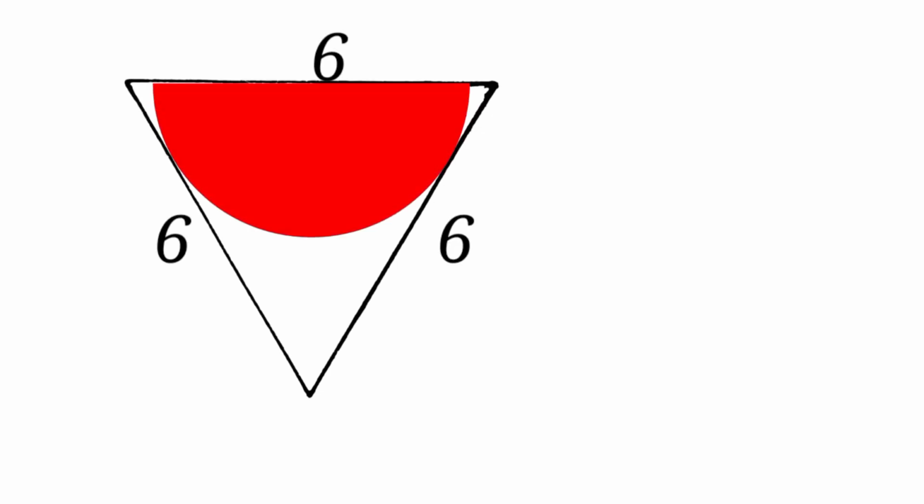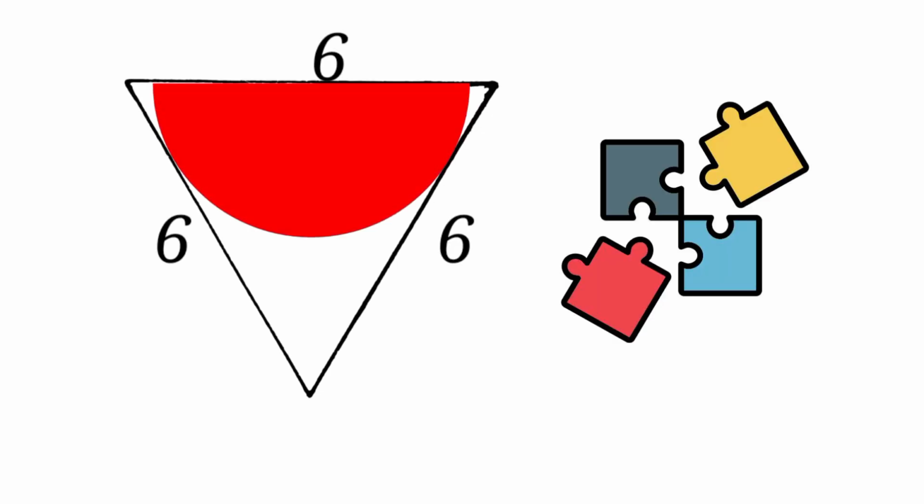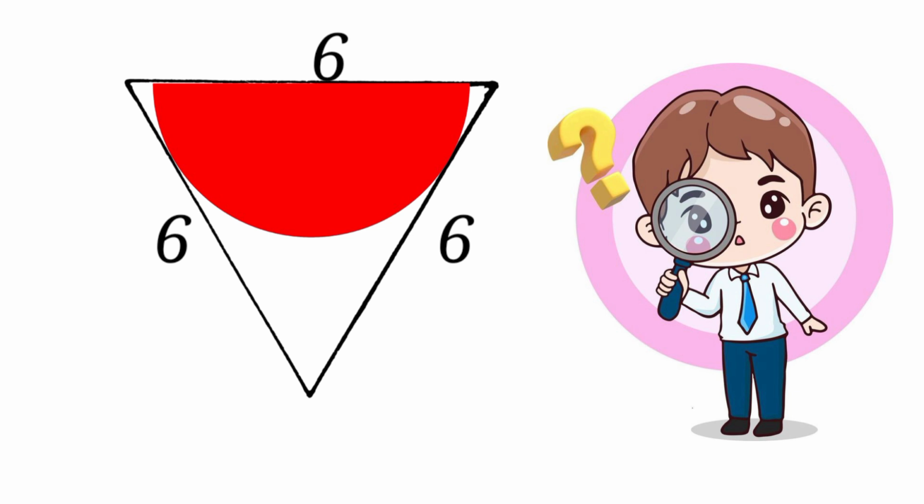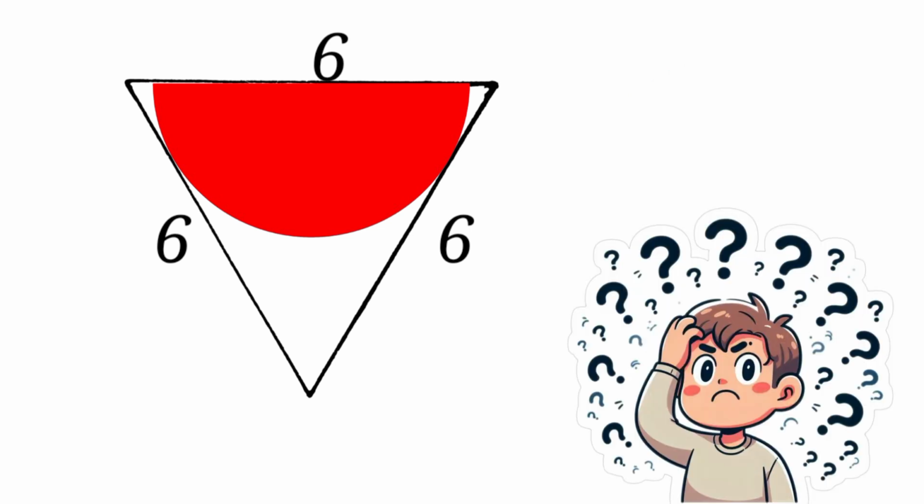Here is a puzzle for you. An equilateral triangle with each side 6 meters long and inside it a perfectly fitted semicircle. The question is, what's the exact area of that semicircle? Most people get stuck halfway, but if you stay with me, I'll walk you step by step to the surprising answer.